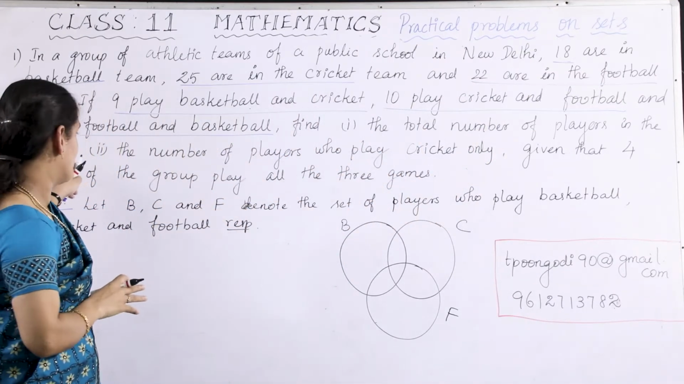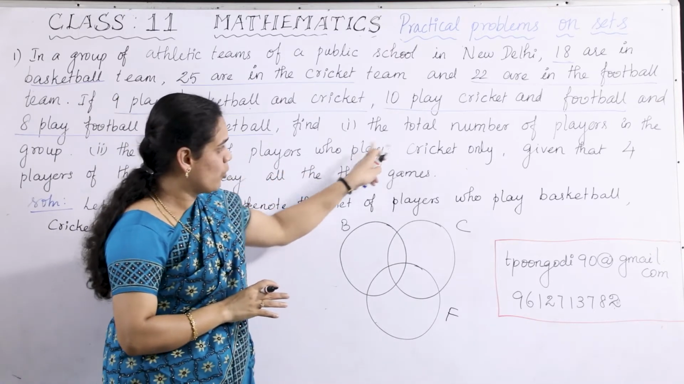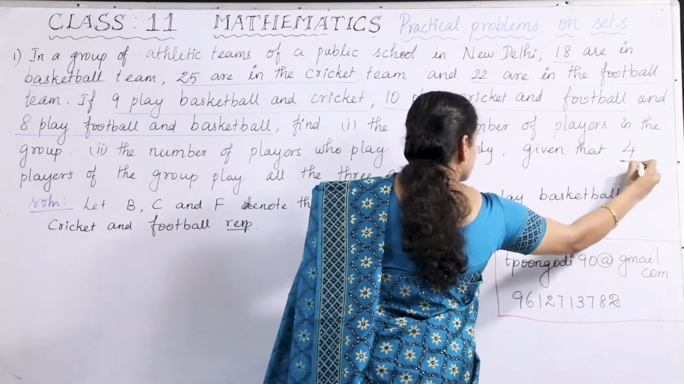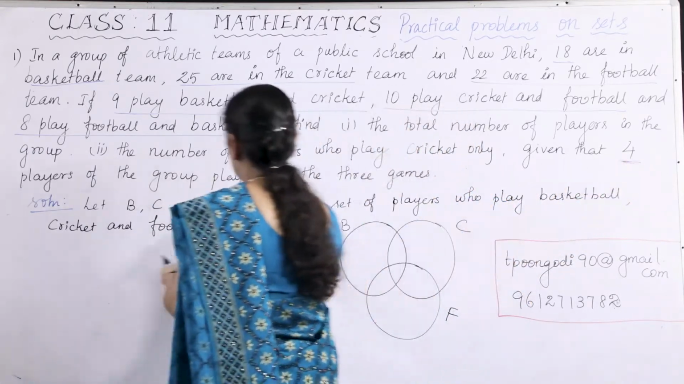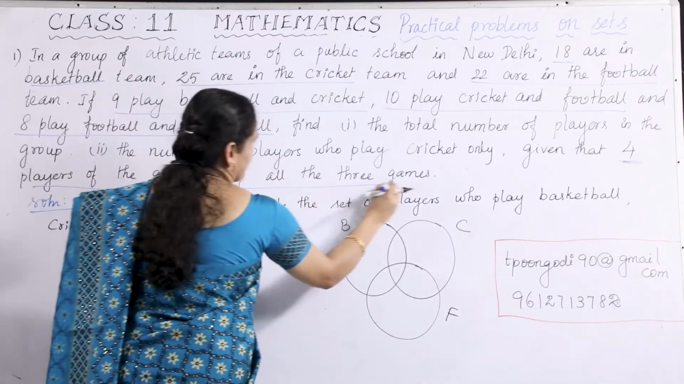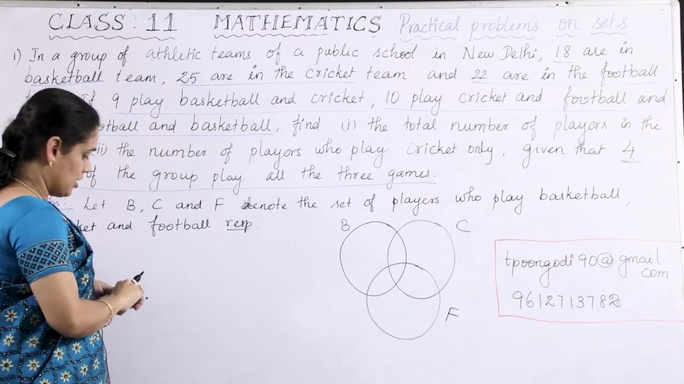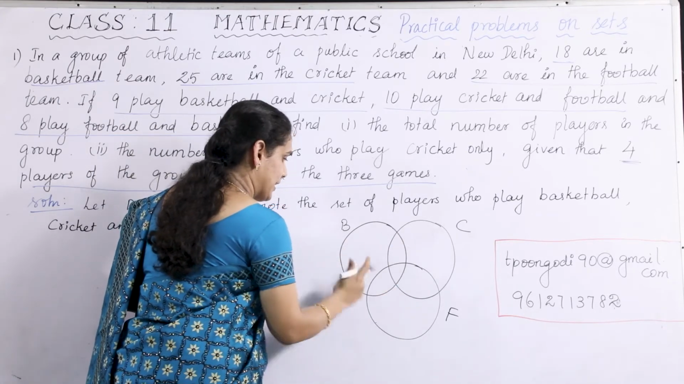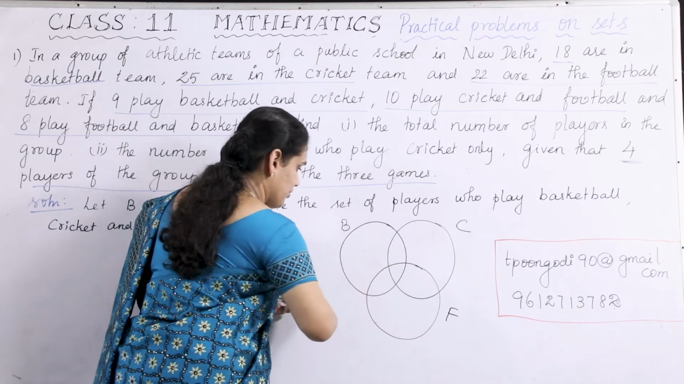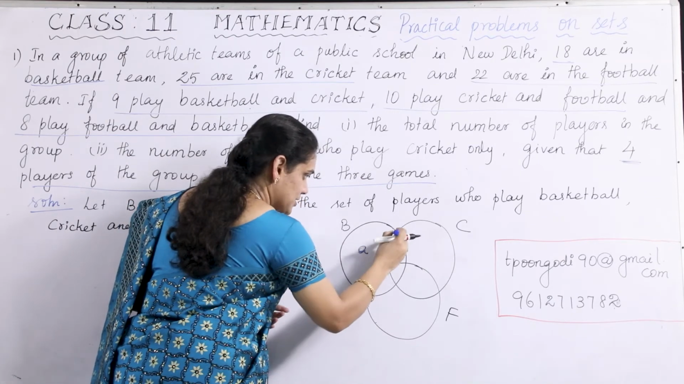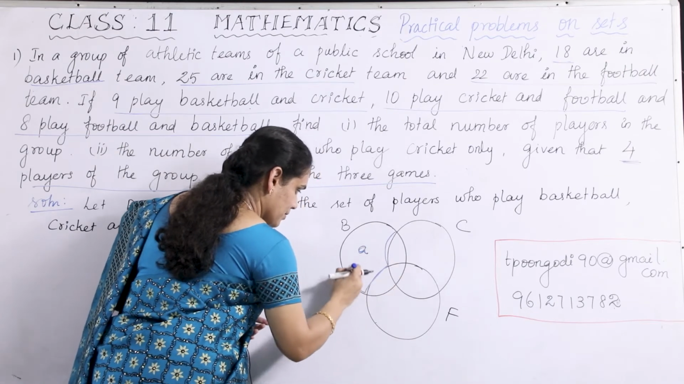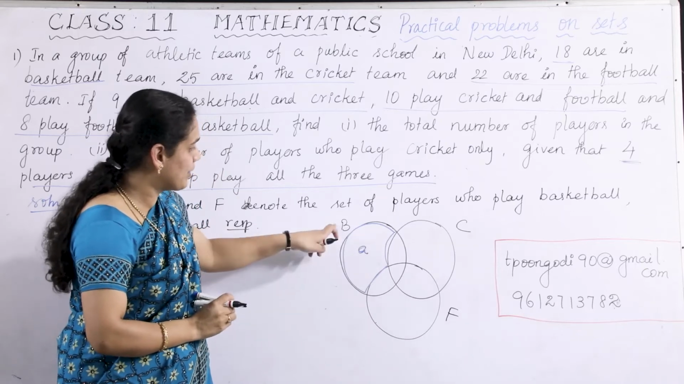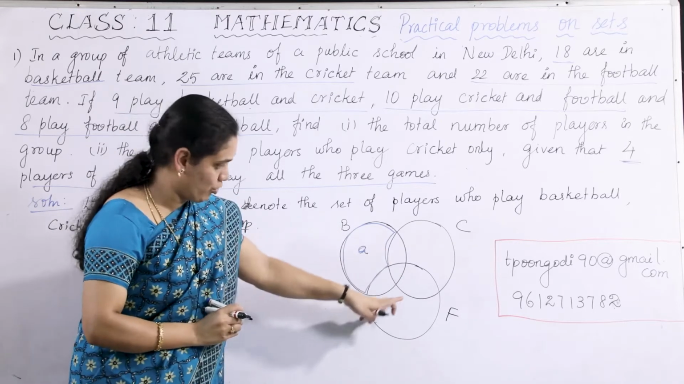Okay. And find the total number of players in the group. How many of them are there? And the number of players who play only cricket. Okay? And given that 4 players play all the 3 games. So what we are going to do, we will represent the regions separately. For example, this is A. This A is the number of players in this region. That means purely they play basketball. It is not in common with any of the circles, right?